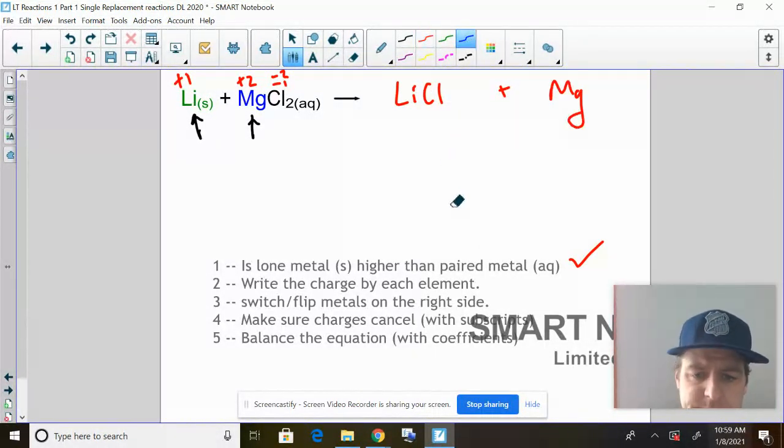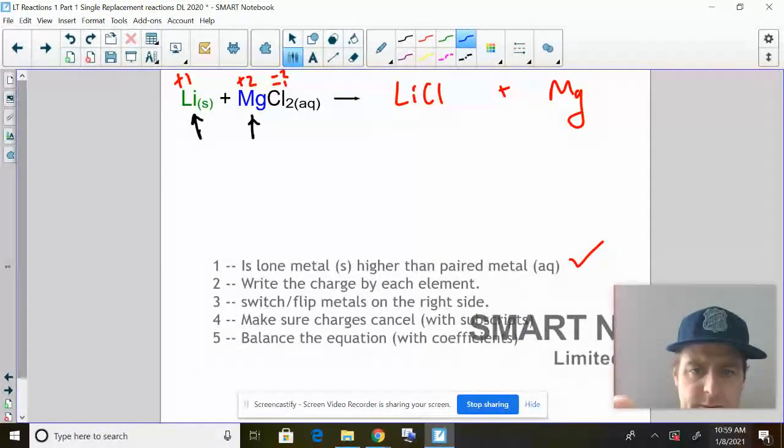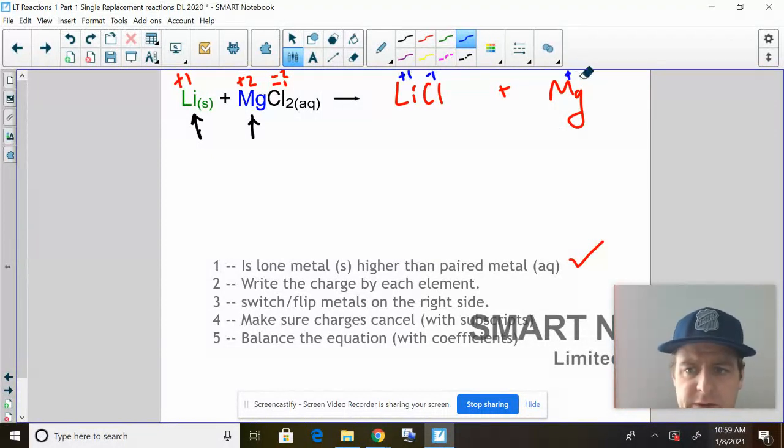All right, did that. Okay, so make sure they cancel out now. +1, -1. That cancels out. That's +2. It's by itself. We don't have to worry about it. That's equal to 0, so we are good.